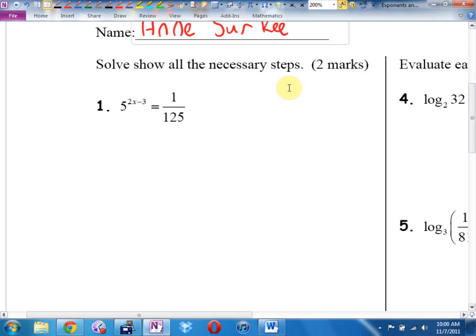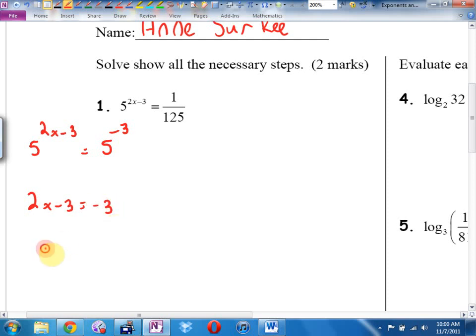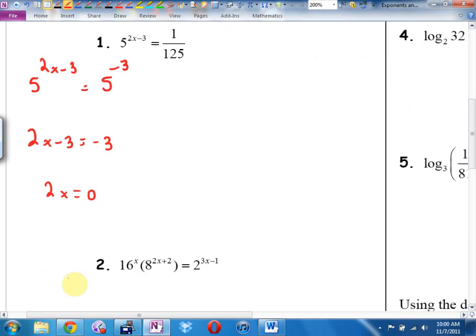That's our goal. So I'm going to write this as 5 to the 2x minus 3. I'm good with that. But I'm going to write this as 5 to the negative 3. Trevor, do I have one base equals one base? Are my bases the same? Then I can equate the exponents. I can solve 2x minus 3 equals negative 3. Plus 3 to both sides. I think I'll get 2x equals 0. Oh, I think I get x equals 0.